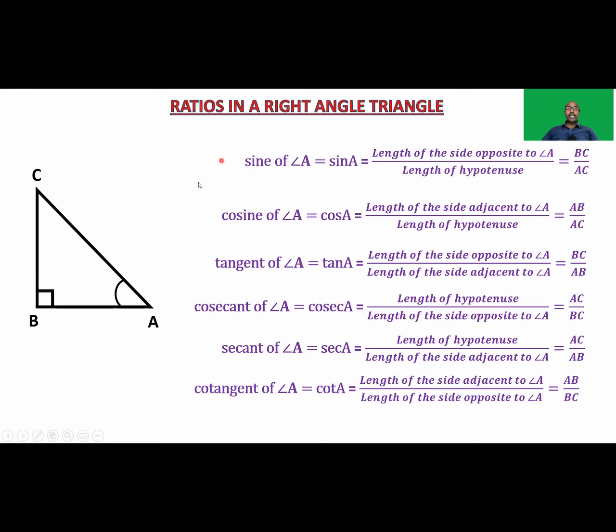So these trigonometric ratios are very important to solve the chapter trigonometry. Simply we can say that sin A is equal to opposite by hypotenuse, cos A is equal to adjacent by hypotenuse, tan A is equal to opposite by adjacent, cosec A is equal to hypotenuse by opposite, sec A is equal to hypotenuse by adjacent, and cot A is equal to adjacent by opposite. Okay, students.